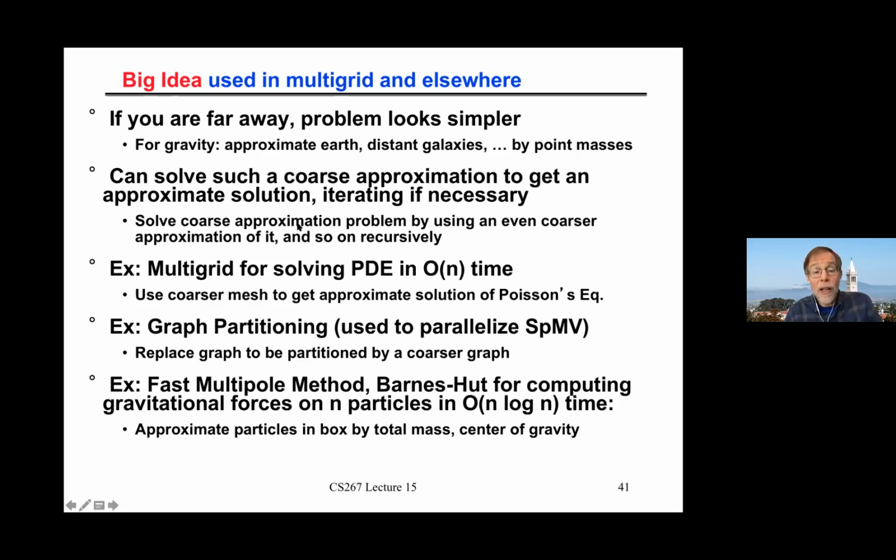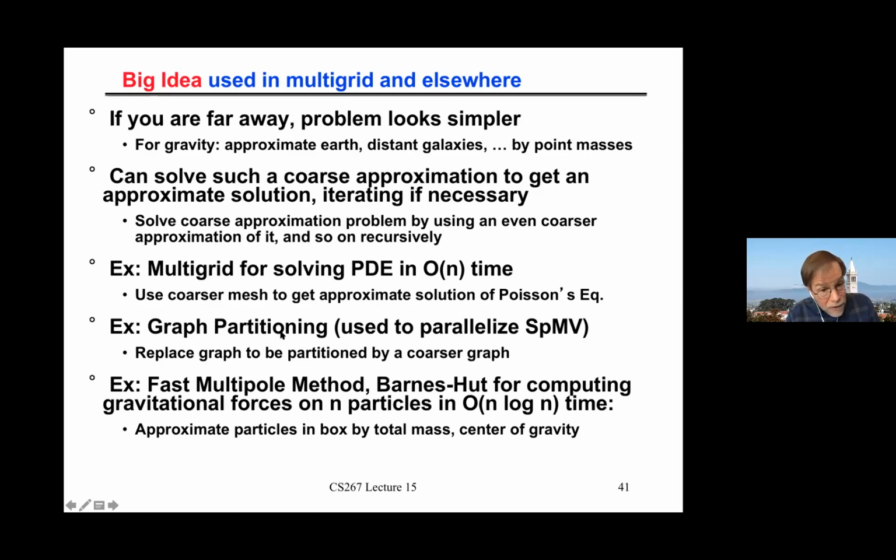And so how do I solve the coarser problem? I'll use the same idea recursively. I'll replace that coarse mesh by an even coarser one. And doing that recursively is going to get the complexity down asymptotically. So I'm going to tell you the details for multigrid today, and that'll get the complexity down to order n, a constant amount of work per unknown.